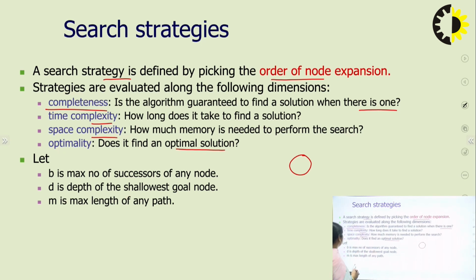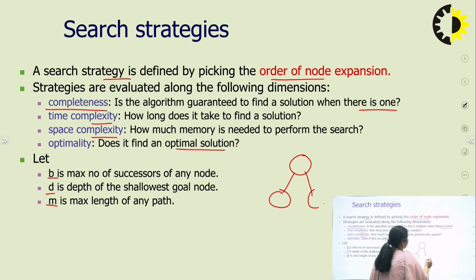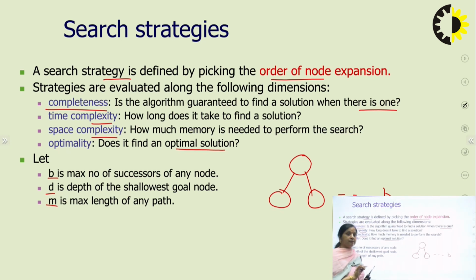For doing all these evaluations, we assume three notations here, B, D and M, as per the text reference we mentioned, Artificial Intelligence: A Modern Approach. I am taking the same parameters. So what is B? Whenever I have a node, it can have one successor node, 2, 3, 4. So whenever we have a node, the maximum possible number of successor nodes is B. A node can have at most B successors.